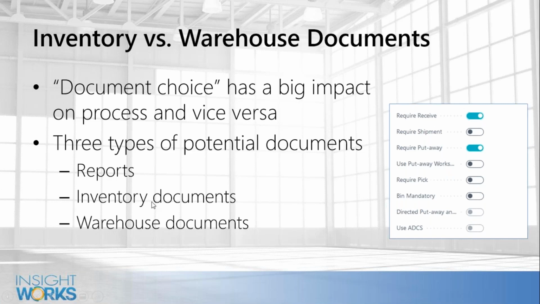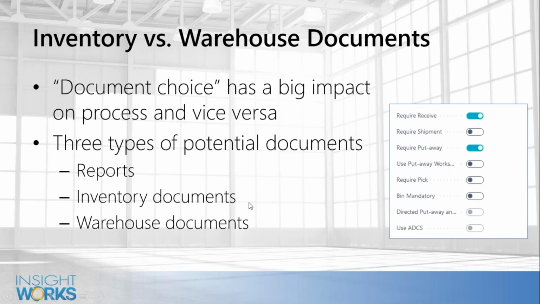reports. The next one is what we call an inventory document. And an inventory document is when we turn on things like require pick and require put away, but we don't turn on require shipment and require receive. Now that's a fairly complex description, or seems weird. They should have just had a checkbox that says, hey, I want to turn on inventory documents or warehouse documents. But instead you've got multiple things that enable inventory versus warehouse documents.